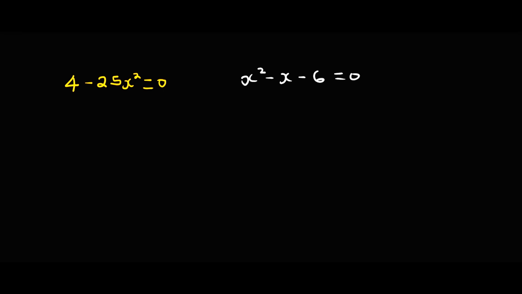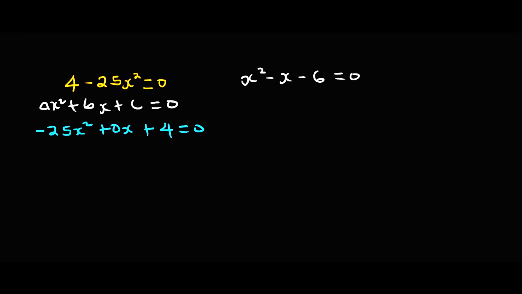For us to be able to solve any quadratic equation, it must be in the standard form. The standard form of a quadratic equation is given by ax squared plus bx plus c is equal to 0. So we have to rewrite this equation in this form. We have minus 25x squared, and b in this case is not there, so b is 0. So you say plus 0x plus c, and our c is positive 4.